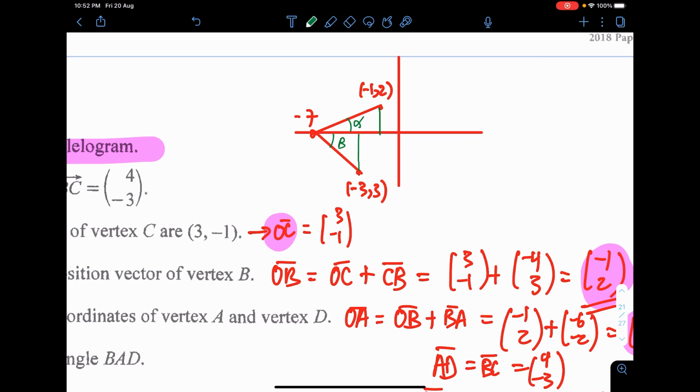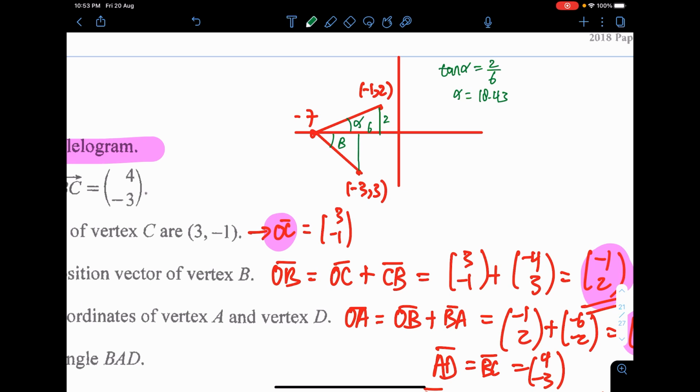The height of the triangle is 2 units, and the base of the triangle is 6 units. How do I know it's 6 units? It's from negative 7 to negative 1, right? That's a 6 units distance. To find alpha, I'll use tangent alpha equals opposite over adjacent. So alpha is tangent inverse of 2 over 6, I got 18.43.